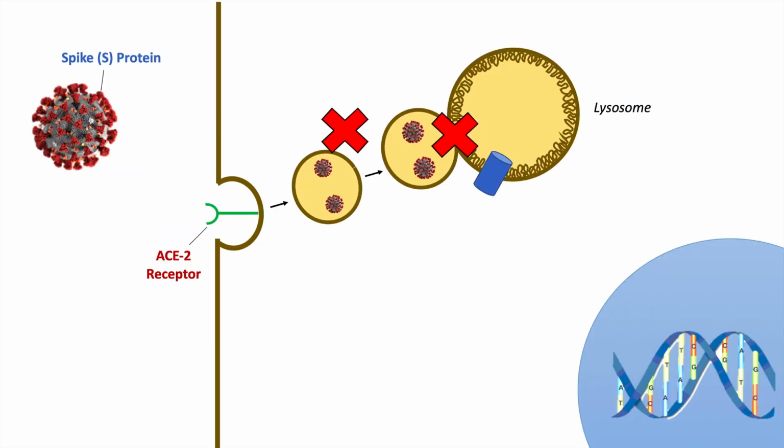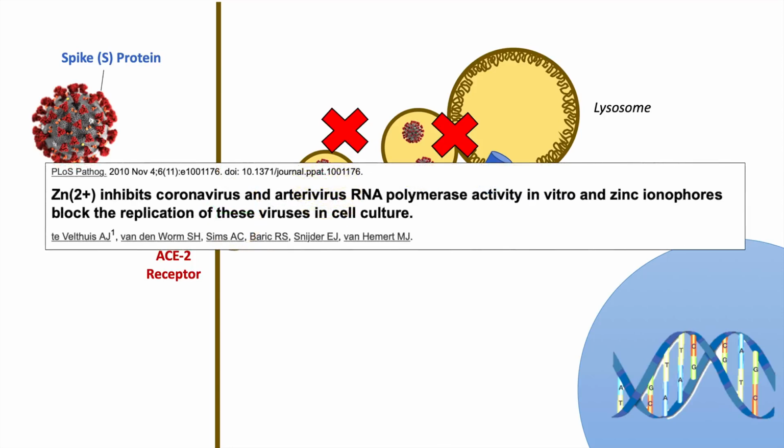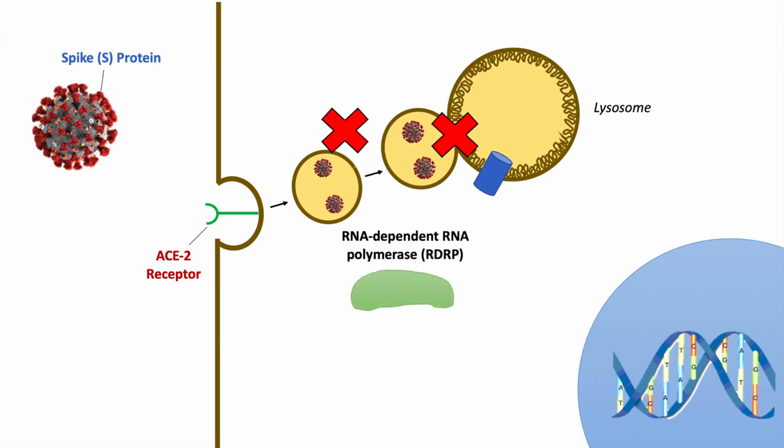The reason is that there's a study showing that zinc inhibits coronavirus and arterivirus RNA polymerase activity in vitro, and zinc ionophores block the replication of these viruses in cell culture. This paper was published in 2010. Normally, when a virus enters, specifically an RNA virus, there's an RNA-dependent RNA polymerase, or RDRP. That RNA-dependent RNA polymerase will essentially make viral RNA. There's a lot of steps involved, but I won't get into all of those steps here. Nonetheless, this RDRP will produce viral RNA.